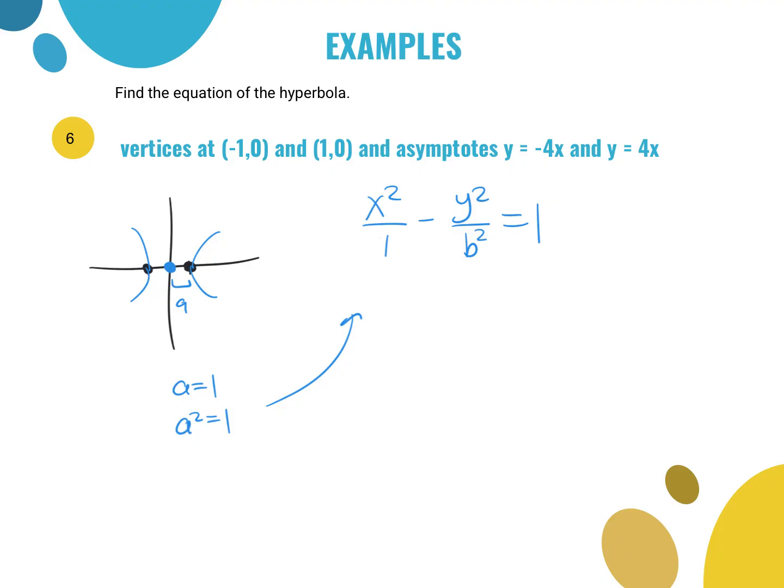The other piece of information that we're given are the asymptotes. I have negative 4x and 4x.